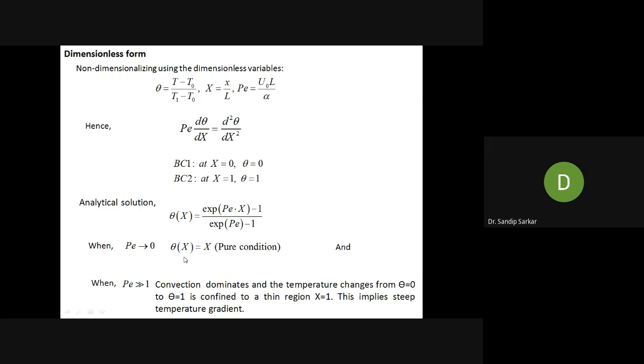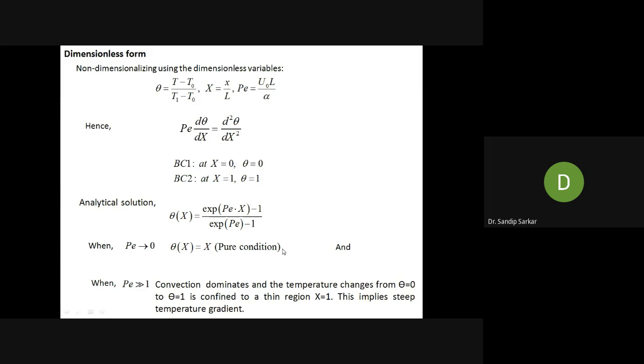That is, temperature is increasing with length. That is a pure conduction situation. There is no convection present because the Peclet number is nearer to 0. No convection term is there. So temperature is linearly increasing with distance. This is the inference that you have obtained from the analytical solution, theta of X equal to capital X. That means temperature is linearly increasing from the inlet to outlet.